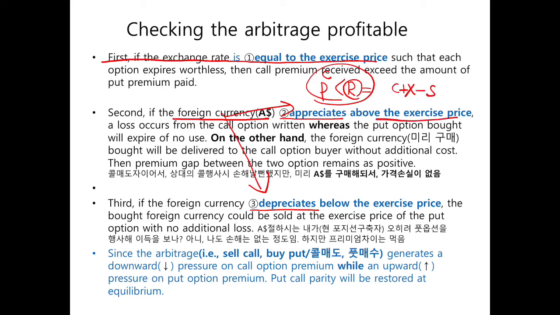Say it appreciates above the exercise price. Then where does the loss occur? Your shorting position on the call, because the purchaser will come to you and exercise it, right? Then the seller is exposed to the loss from the exercise of the call option by the holder, right? Whereas the put option you bought becomes of no use, right? This is the put option, this is the call option. Appreciation means the spot price moves in this direction. So this one becomes valid, this one becomes useless.